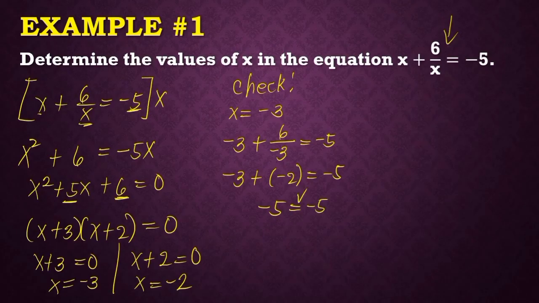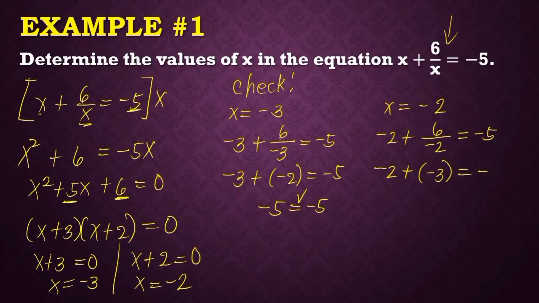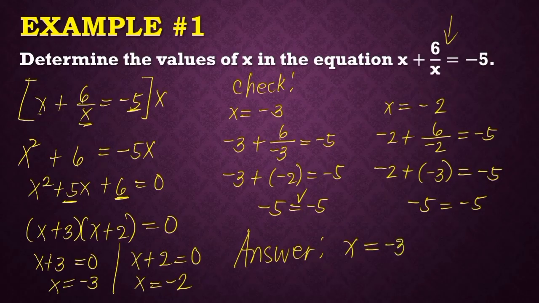What about x equals negative 2? Negative 2 plus 6 all over negative 2 is equal to negative 5. Okay. Negative 2 plus 6 divided by negative 2, that is negative 3, equals negative 5. And then negative 2 plus negative 3, that is negative 5, equals negative 5. So, yung value ng x na hinahanap natin dito are x equals negative 3 and x equals negative 2.